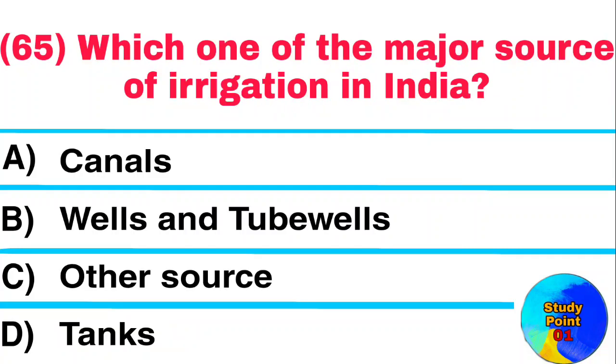Question. Which one is the major source of irrigation in India? A. Canals. B. Wells and tube wells. C. Other source. D. Tanks. Answer. Wells and tube wells.